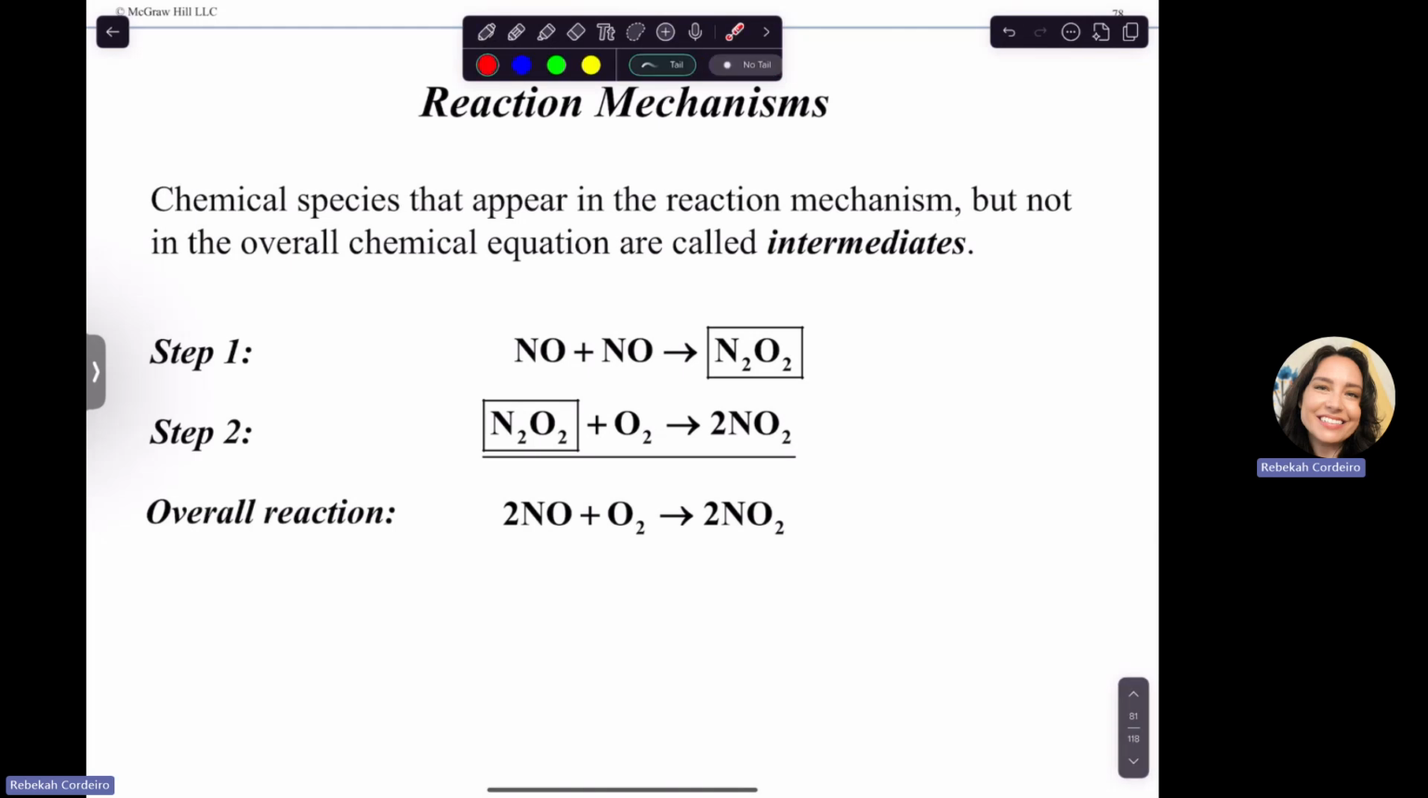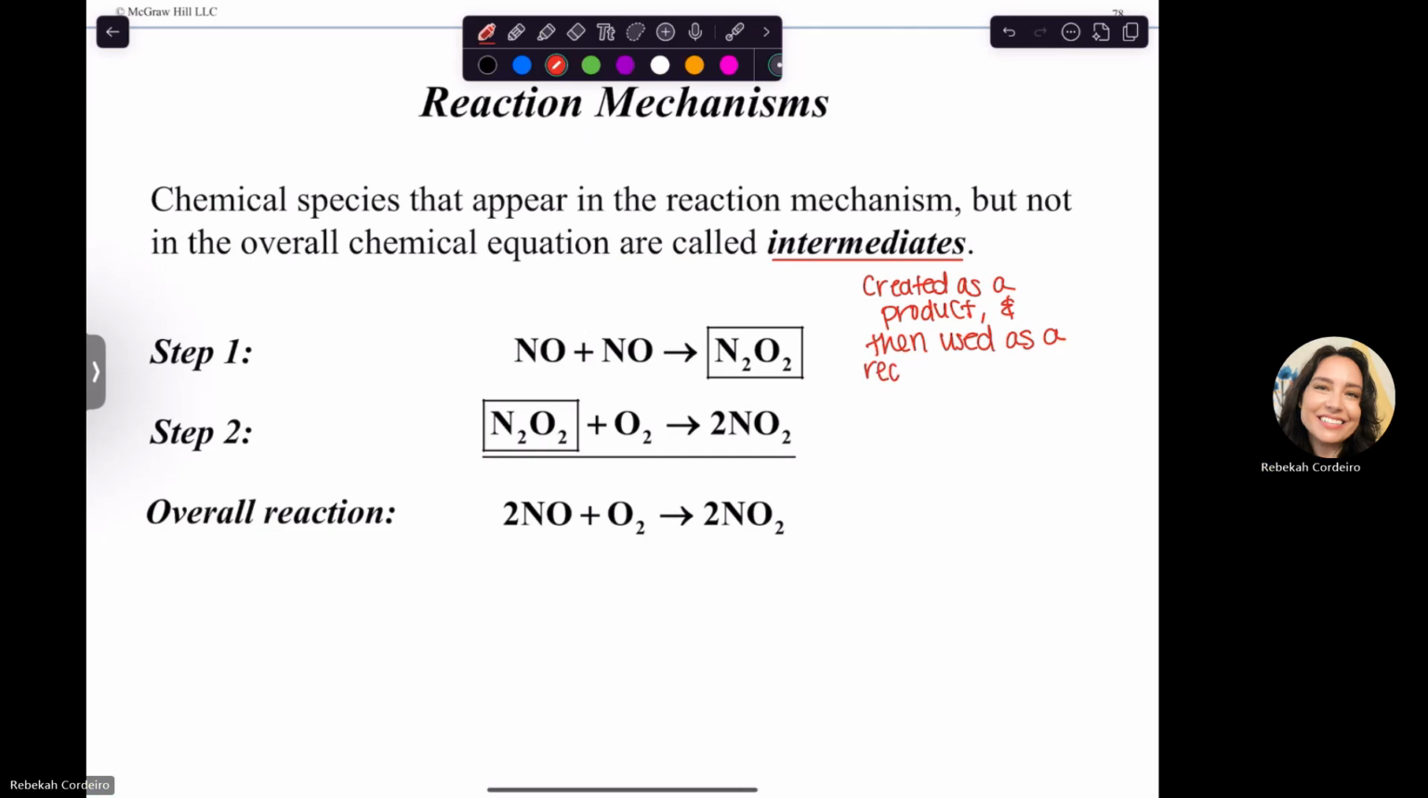If you see that you're making something and then using it in a later step, it's called an intermediate. So an intermediate is something that is created as a product, so we see it on the right side first, and then used as a reactant, so we see it on the left side next. So in a later step, we're using it up, and it cancels out. It's not going to be in the overall reaction because it cancels out.